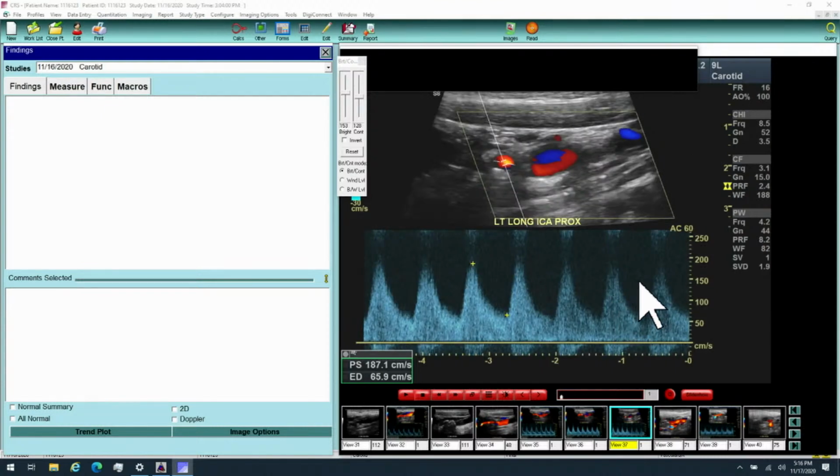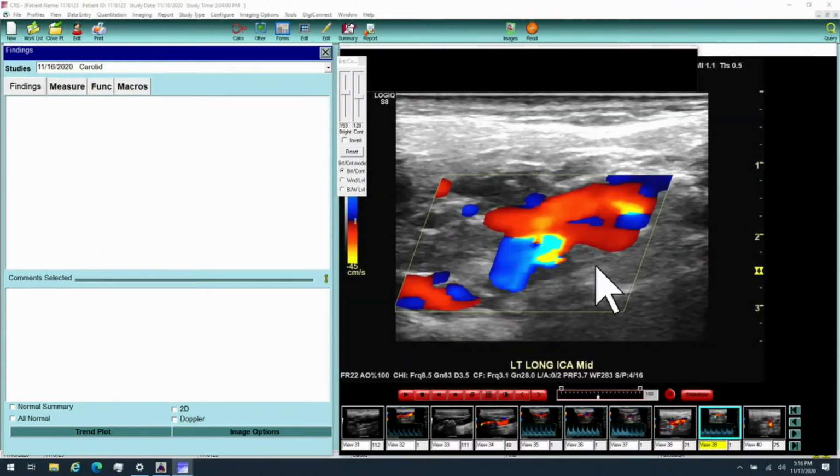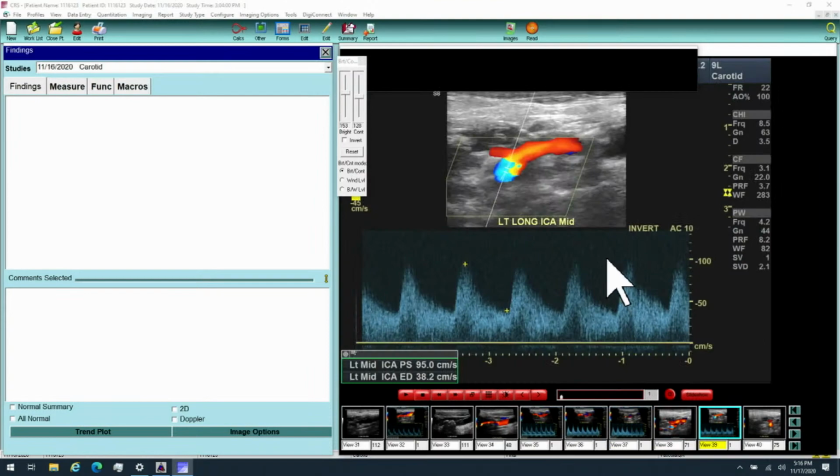Okay, some turbulence. You can see the turbulence at the peaks here. But the velocities are continuing to drop now. Angle correction here.